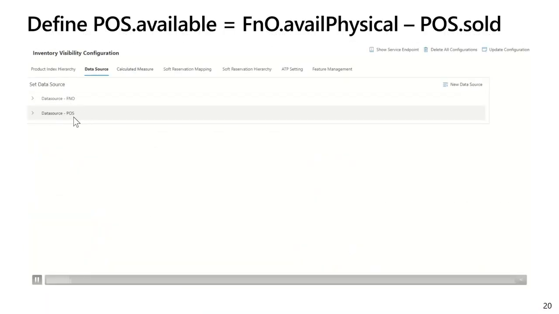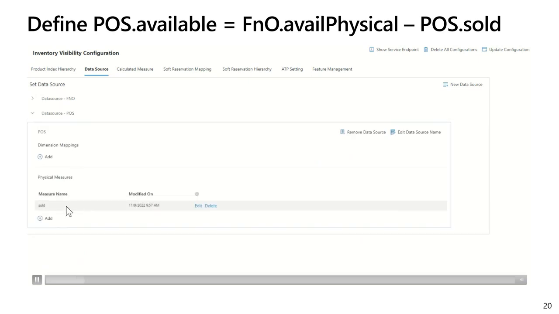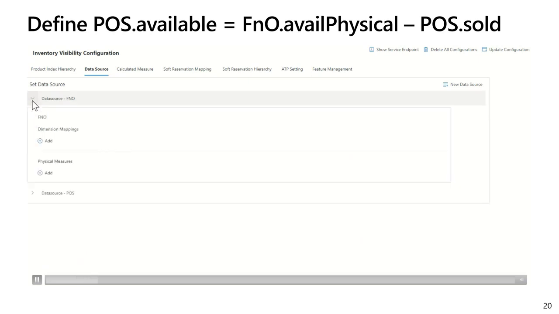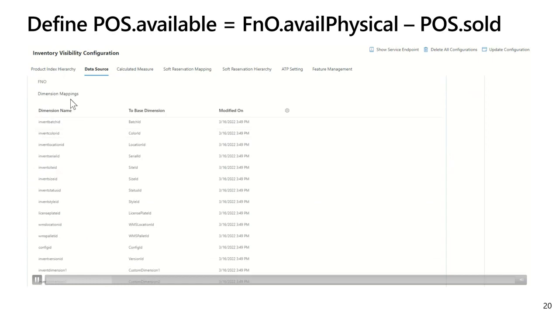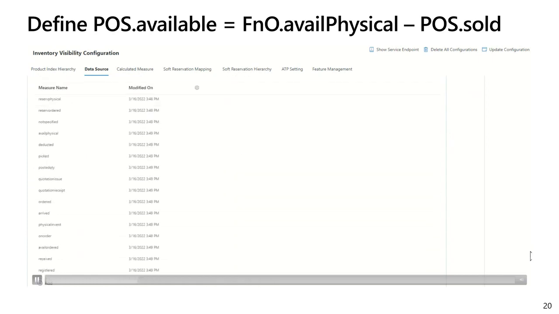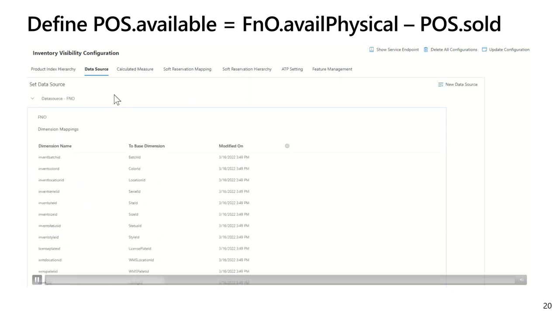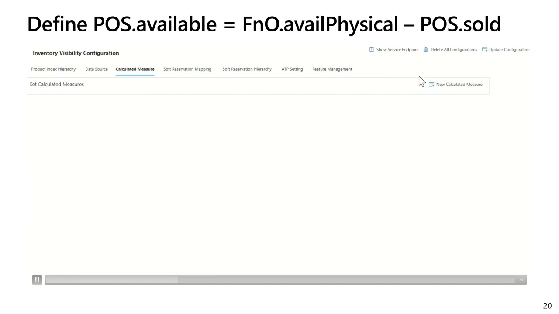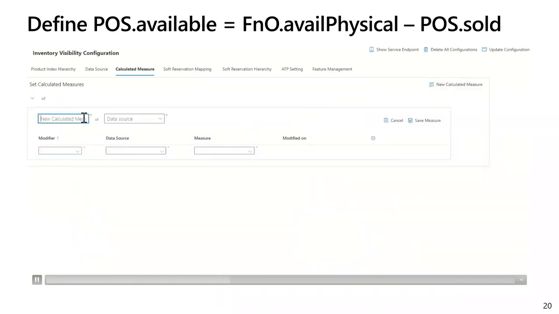So now we go through the process to define the calculated measure under the POS data source called POS.available, equal to F&O available physical subtracts POS sold. As we can see, we stop at where we were in the previous demo, and we have no calculated measures currently defined. We can add a new calculated measure.